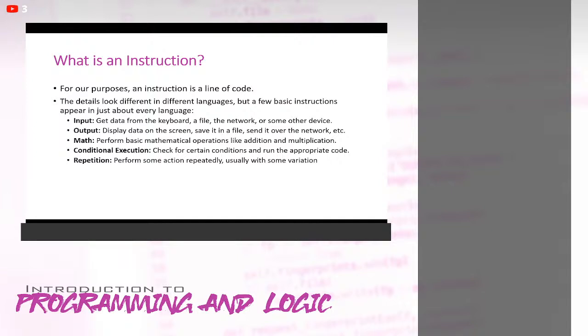Conditional execution. This allows our computer to make decisions for itself. Right? And we talk about conditional execution in terms of if statements, or conditional logic. And so what's happening there is we're checking for certain conditions. We're checking to see if something's true. And then we will run the appropriate code that is related to that.